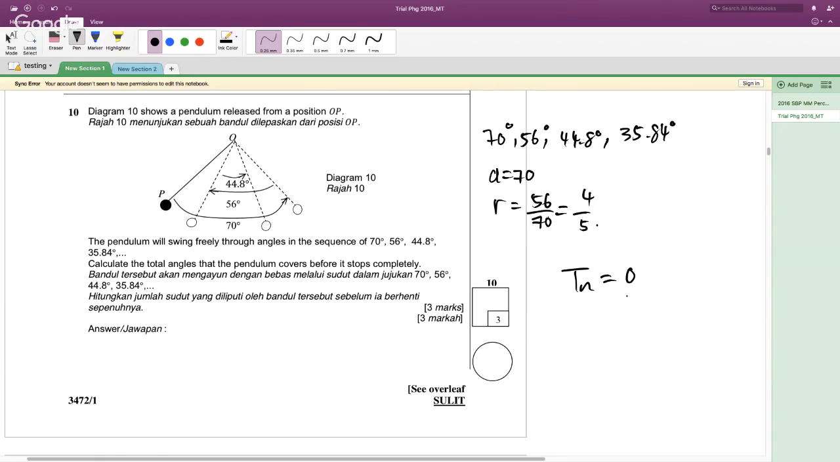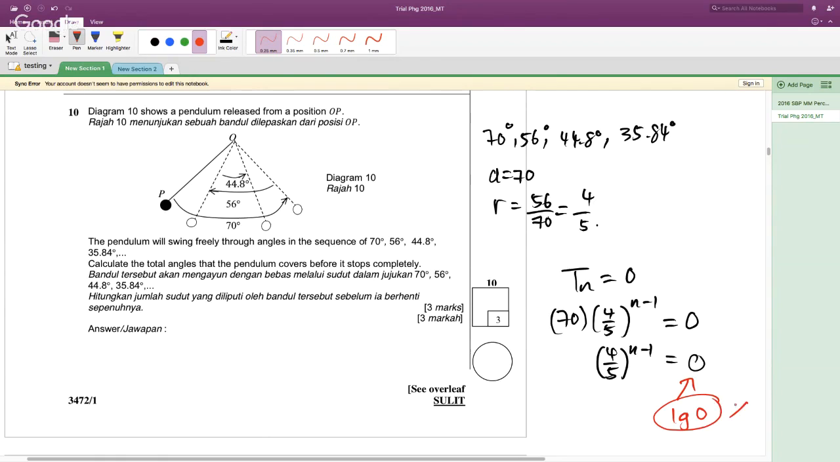GP cannot equal 0. Why? If I do A R to the power of n minus 1 equals to 0, of course I will get 4 over 5 to the power of n minus 1 equals 0, because 0 divided by 70, I still get 0. And then in order to find n minus 1, you will need to use log. This is the reason why you can't get 0, because log 0 basically will give you math error. It means you cannot solve log 0 in mathematics.